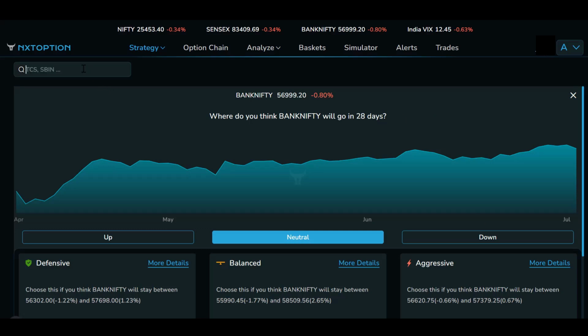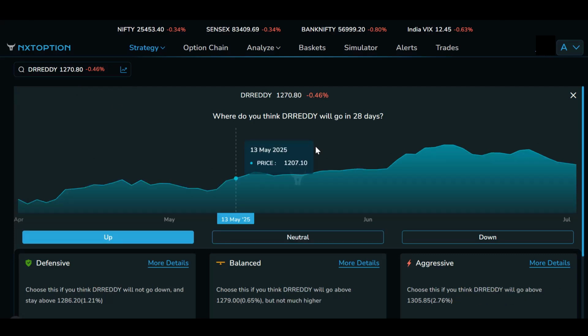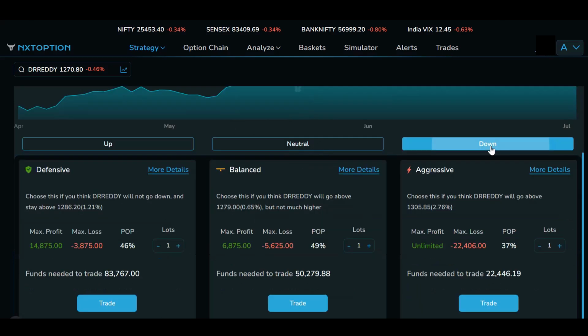So for example, we can also try Dr. Reddy's, and assuming that I think the stock may go down, I get three strategies here. Defensive, where I can get 15,871 as a profit and 2,875 as a loss. Now for this, the margin required is 80,000.